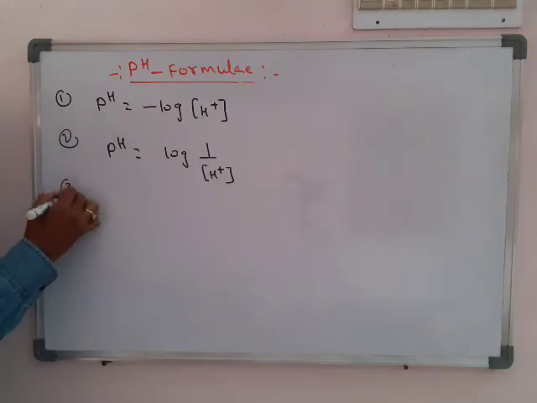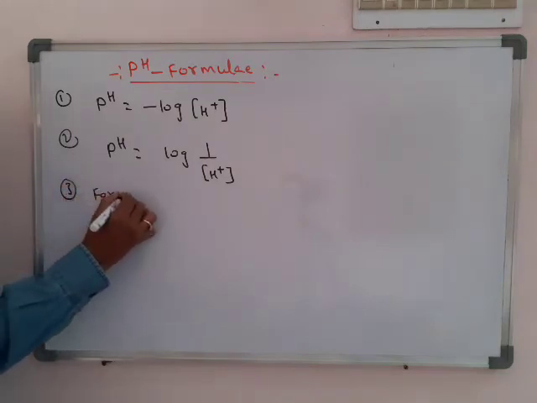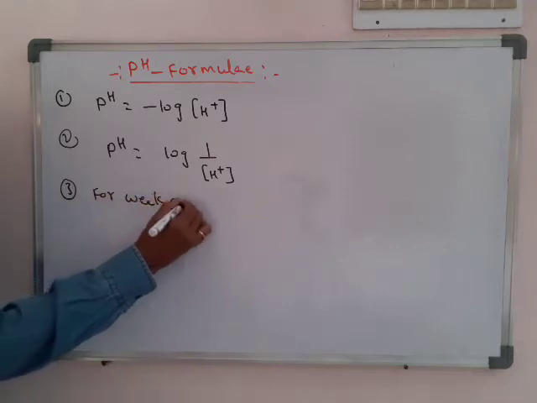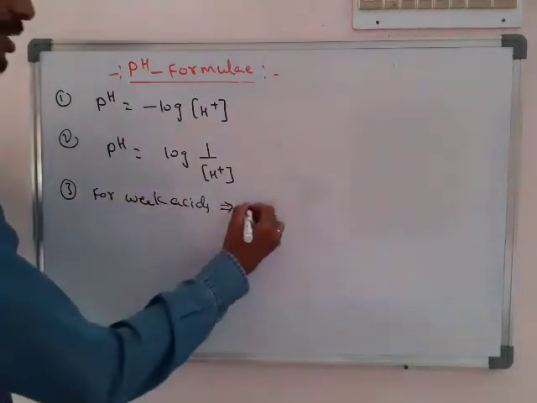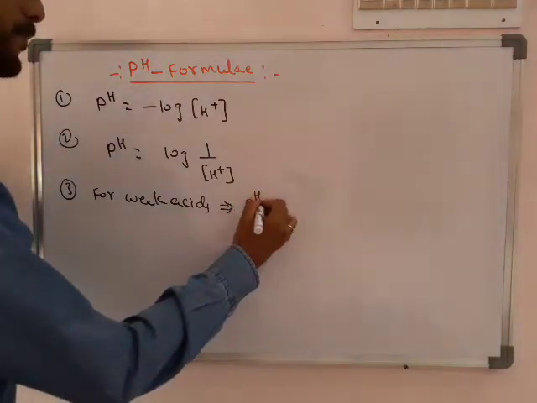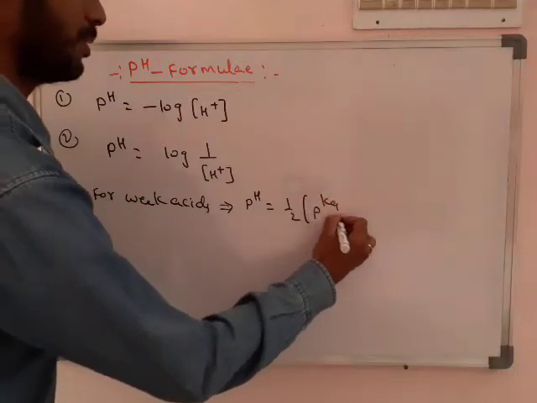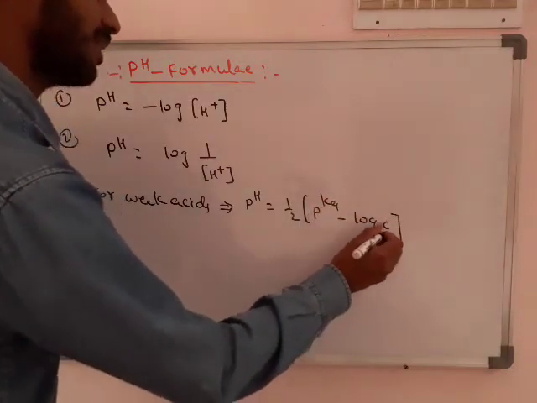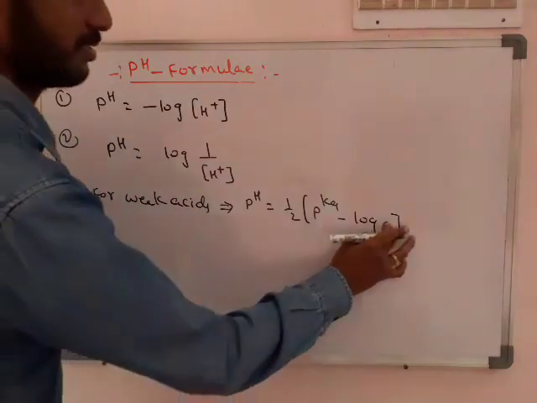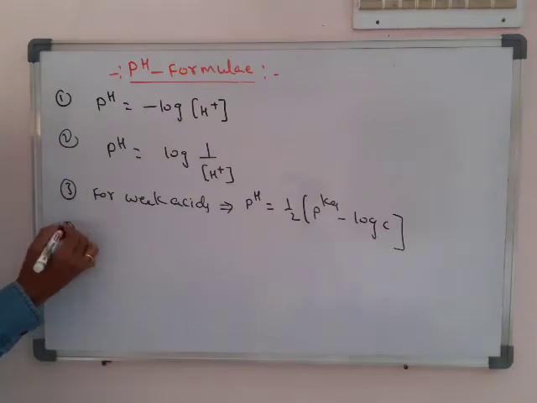And we know that for weak acids, we have the formula that pH is equal to half into pKa minus log C. Here C is again the concentration of H plus. That's in the same way.